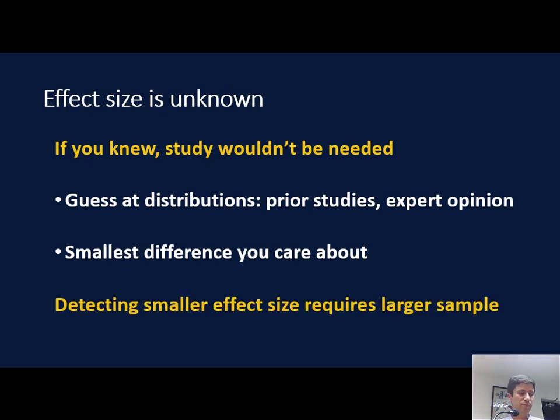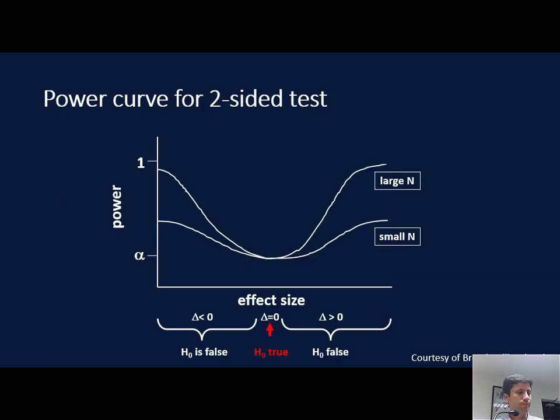And as we've kind of beat home here, detecting a smaller effect size is going to require a larger sample. So I think this curve, although fairly complex at first glance, is a nice way of describing some of the relationships between these entities like effect size, sample size, power.